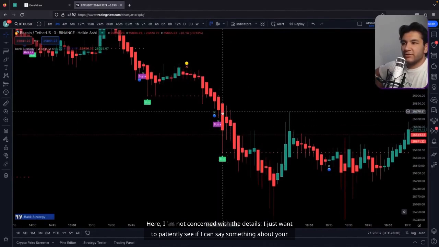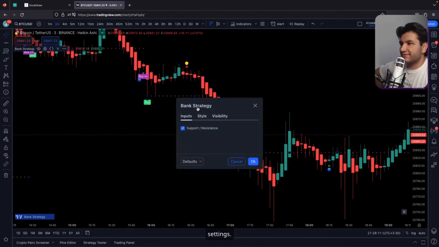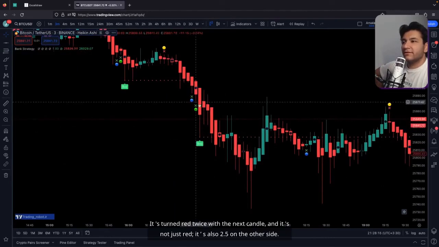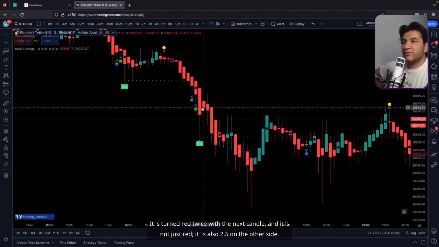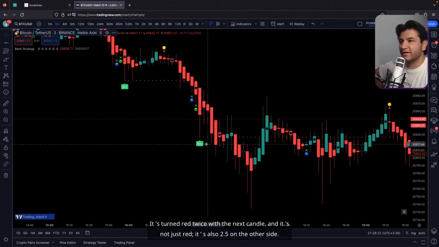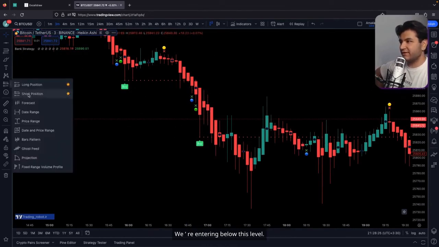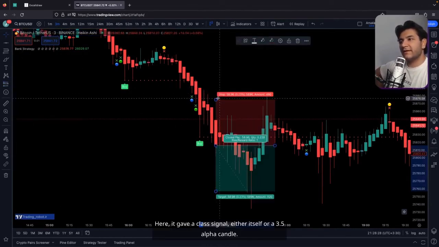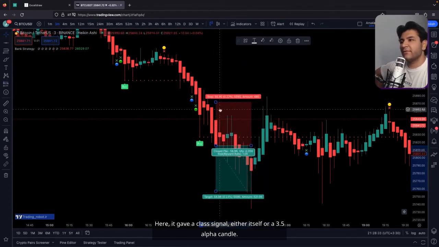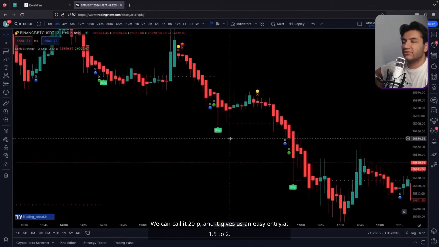Here, I'm not concerned with the details. I just want to patiently see if I can say something about your settings. They should remove the classes. It's turned red twice. With the next candle, and it's not just red, it's also 2.5 on the other side. Maybe whatever the good ones have, it's all here. We're entering below this level. Here, it gave a class signal, either itself or a 3.5 alpha candle. We can call it 20p, and it gives us an easy entry at 1.5 to 2.